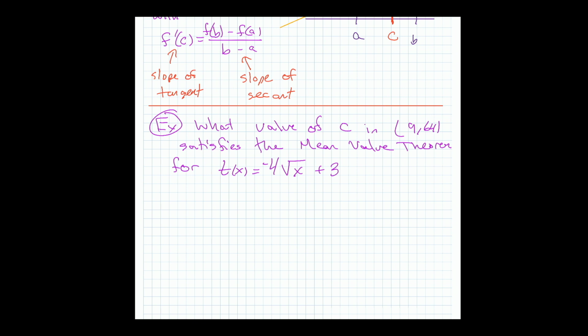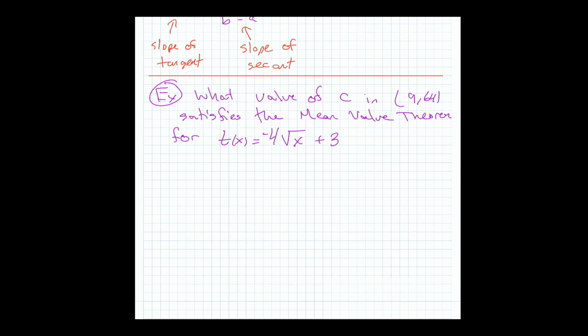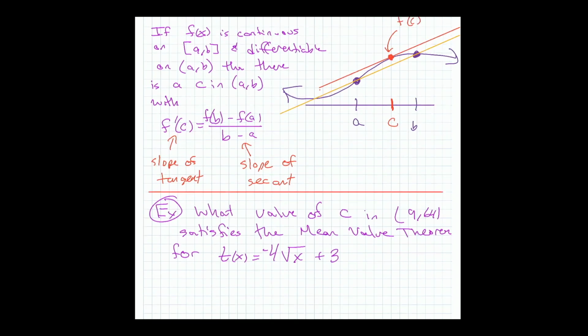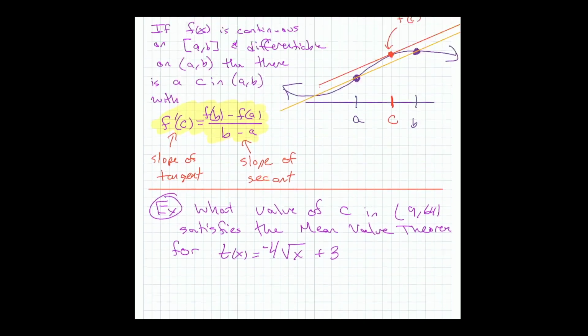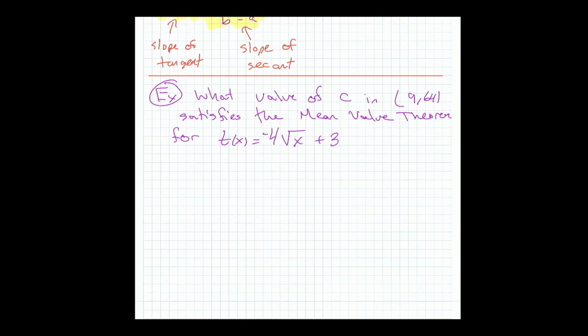All right, so here is what you have to do. Look at the definition. You have to write this out, and you know the a and the b, and then you're going to find the c. So what's the a and the b? Well, the a and the b are from your interval. So they have right there the 9 and the 64.